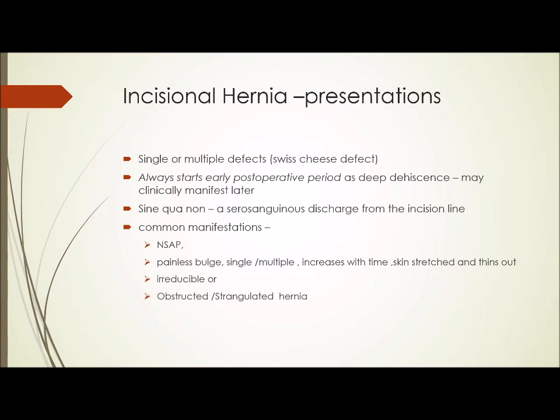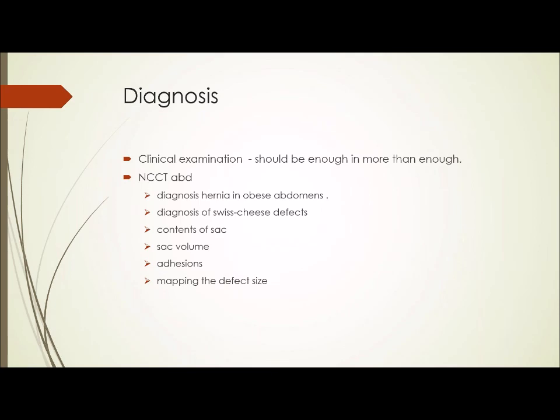The common manifestation is basically what? Non-specific abdominal pain, a painless bulge, maybe single or multiple bulges, increasing with time. The skin is stretched, and may even be thinning out to the extent that the patient will have ulcers over it. These are basically ischemic ulcers. Irreducible is more common than reducible, because by the time the patient has come to you, these are mostly irreducible. And the patient can present with obstruction for the first time or strangulation for the first time.